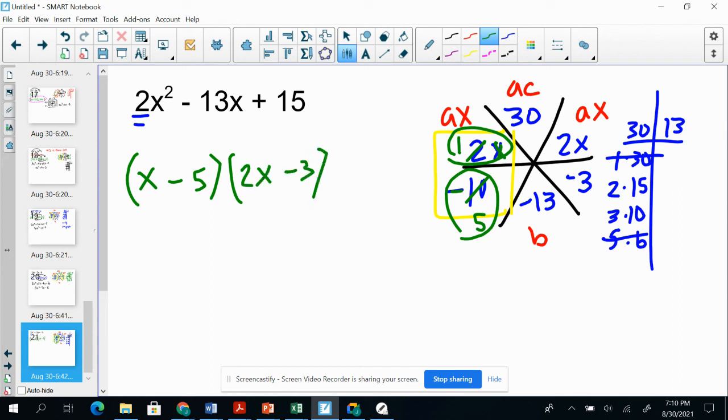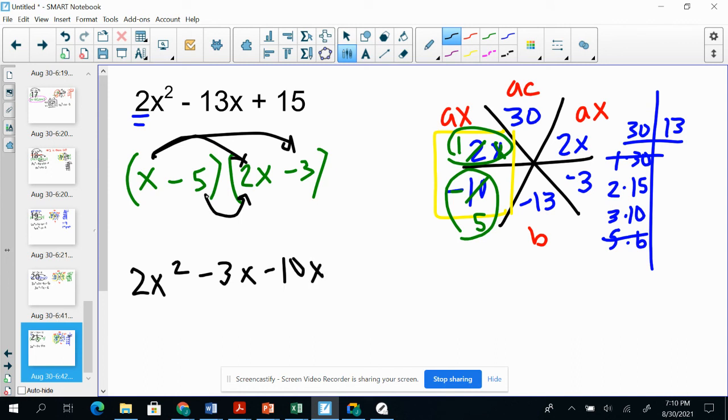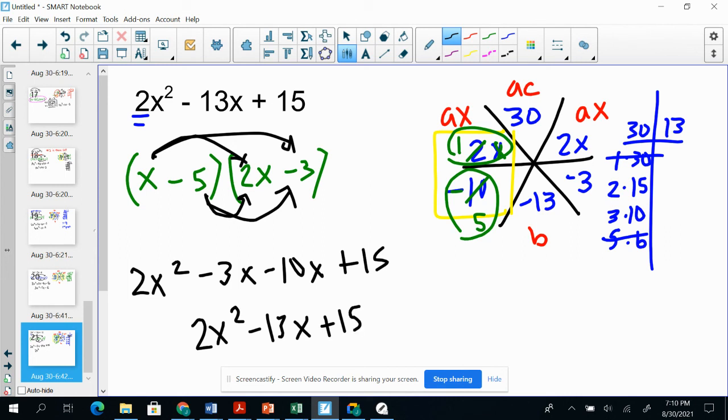And again, you can FOIL it or box it back out. So x times 2x is 2x squared. X times a negative 3 is a negative 3x. Negative 5 times 2 is a negative 10x. Negative 5 times negative 3 is a positive 15. So 2x squared minus 13x plus 15. And we nailed it again.